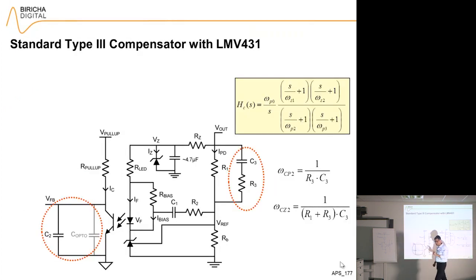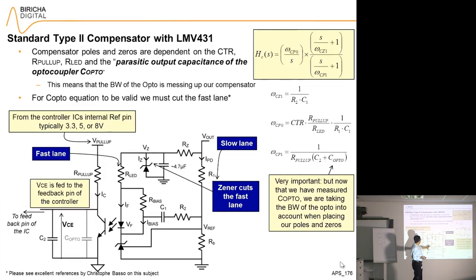That was a type 2. Finally, let's have a look at a type 3. The transfer function is exactly the same. The equations for the pole at origin, one zero and one pole are exactly the same. All you're doing is adding a capacitor and a resistor, and these now add an extra pole and an extra zero. So this and this. The rest is actually identical to the type 2.